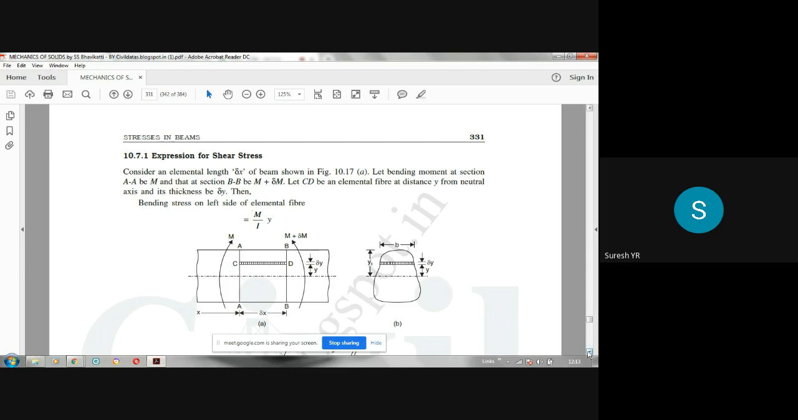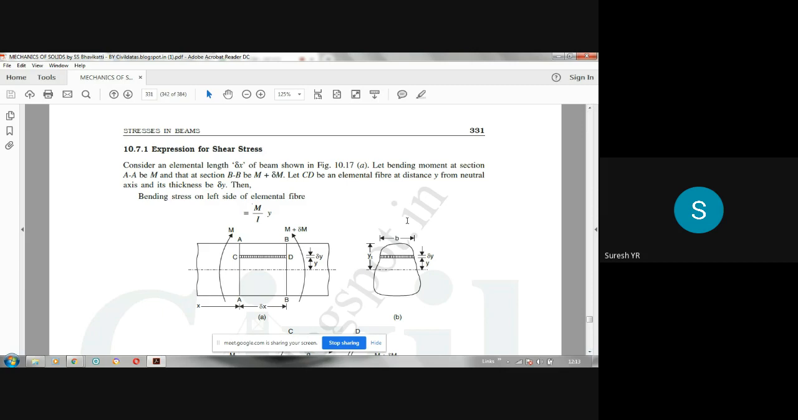Now we know that according to our bending equation, M by I is equal to F by Y. F is the bending stress. So F is equal to M by I into Y. F is the bending stress on the left side of the elemental fiber. CD is the elemental fiber. Left side of the elemental fiber means C. So M is the bending moment. Here F at the left, F at C actually, we can call it FC.